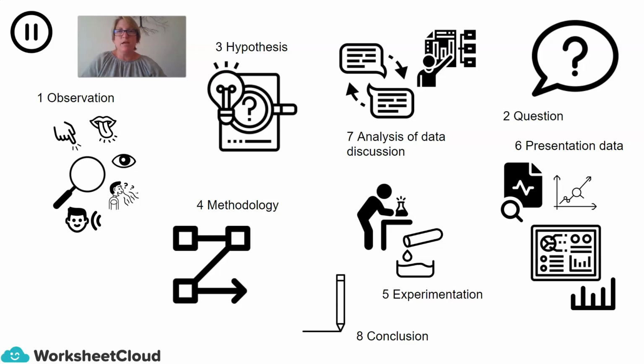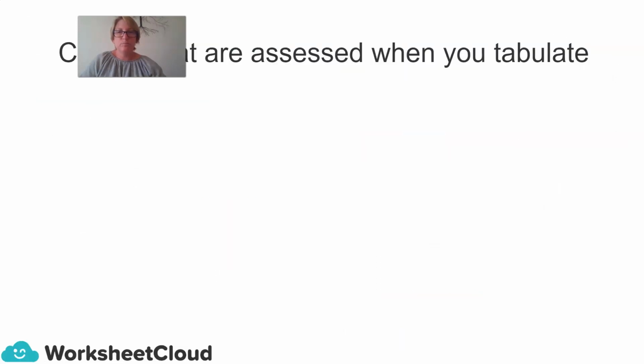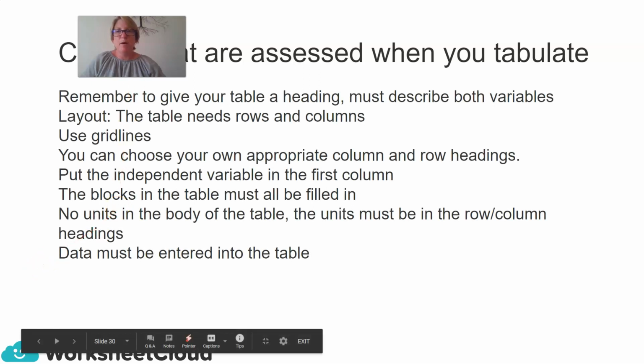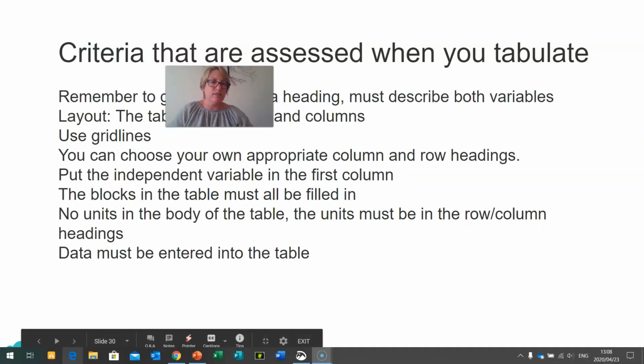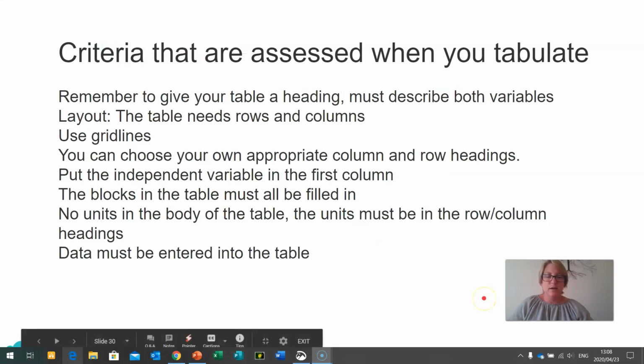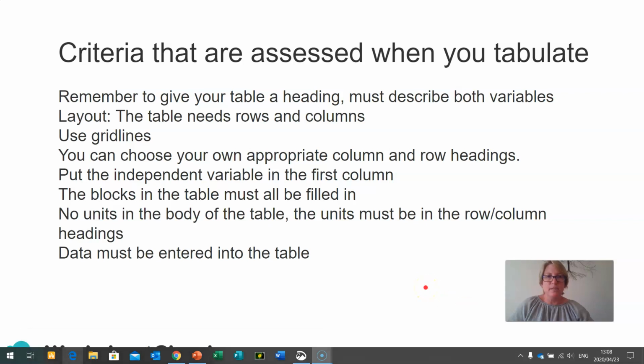So 1 is observation, 2 is question, 3 you develop a hypothesis, 4 you write down your methodology with materials and apparatus, 5 you carry out the experiment, 6 you present your data, your graphs, your tables, 7 you analyze your data and you write a discussion, and 8 you do a conclusion. And then just to remember what criteria are assessed when we have a look at tabulating skills. Okay, so you can pause the screen now if you need to, and you can just copy these skills down.